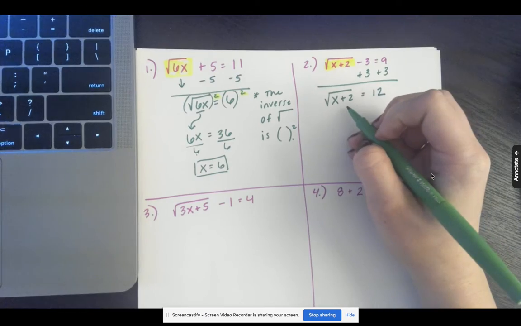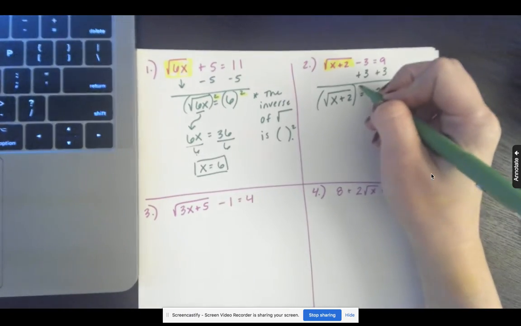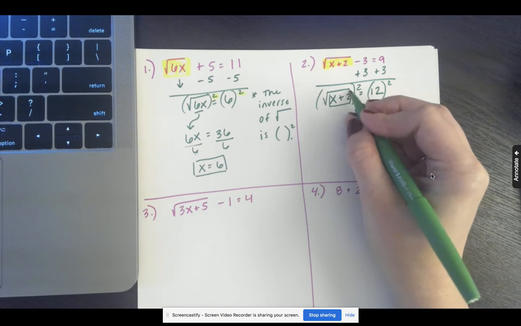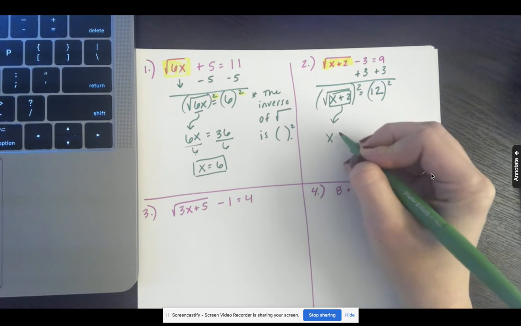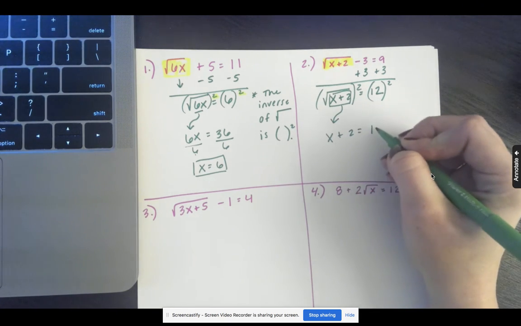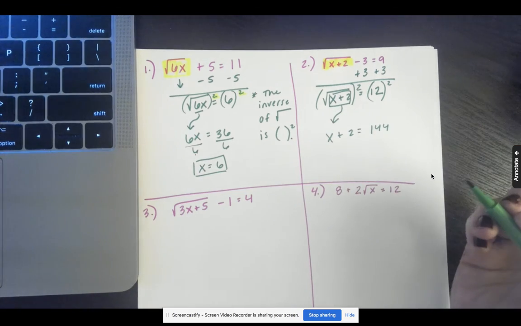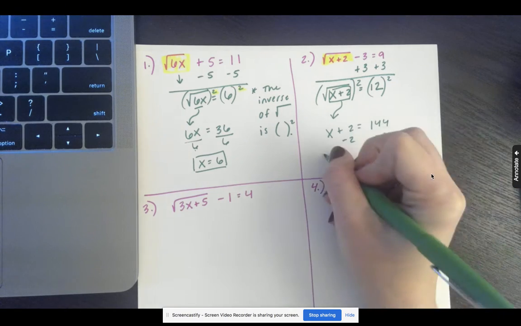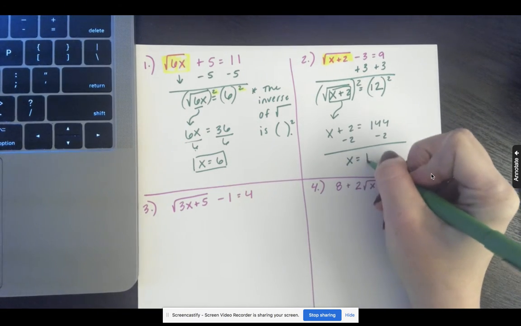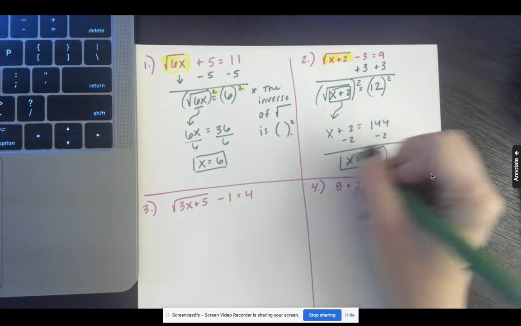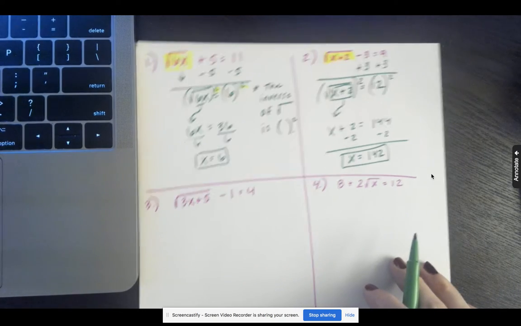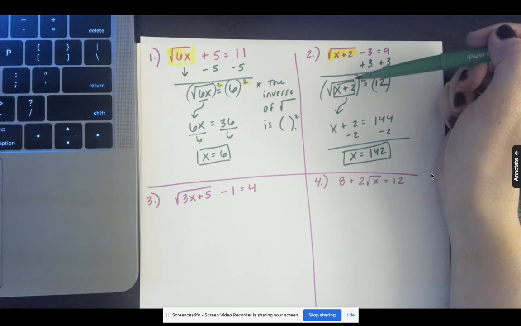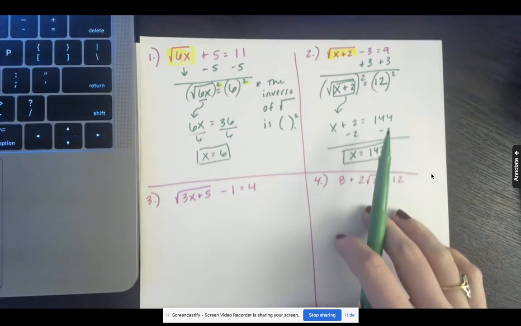Okay, and again, this is good. I have that by itself, so I can square both sides. The inside comes outside, so I have x plus 2 equals 144. And then my inverse here is to subtract 2. So my answer is 142. Okay, so again, you are isolating for the term with the radical, and then once that is isolated, you're going to square both sides.